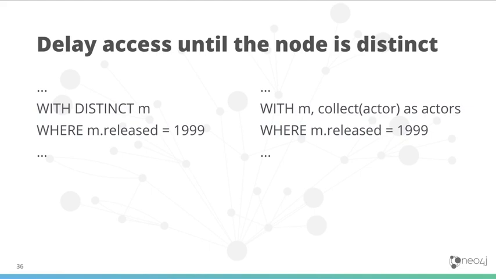So, because properties are expensive, we need to find a way around that. And one of them is to just try not to use the properties until it'll have the least cost. So one of the ways to do that is to delay access until the node is distinct. Once we have our distinct node, then we can do property access.